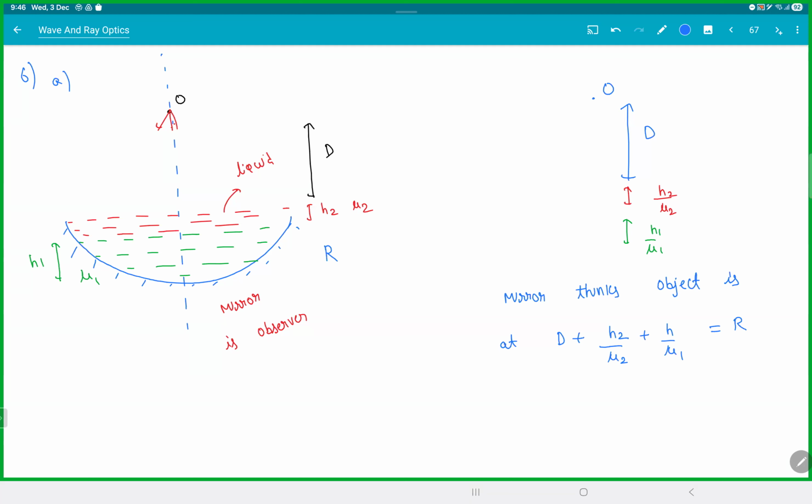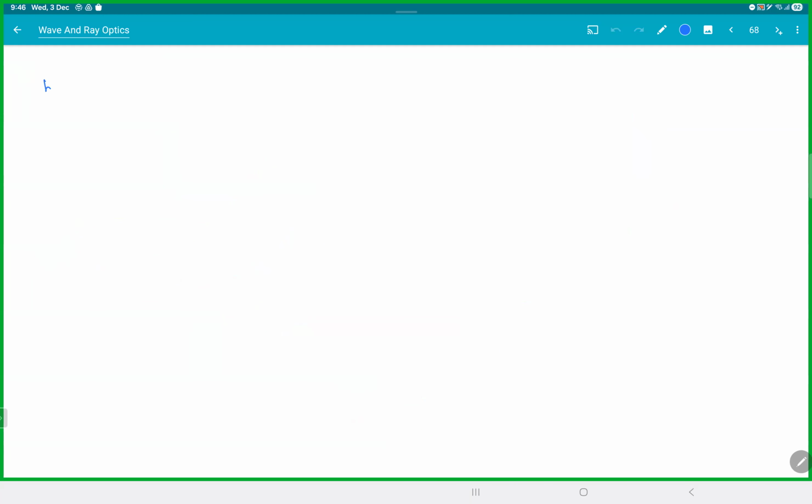Are you clear with this? Since the final image is on the object, light rays must be retracing. That means the mirror must think the object is at the center. So the mirror feels the object is at the center. That's why the rays are retracing. Are you clear with this? So it doesn't matter how many liquids I keep. Clear with this? Same thing.